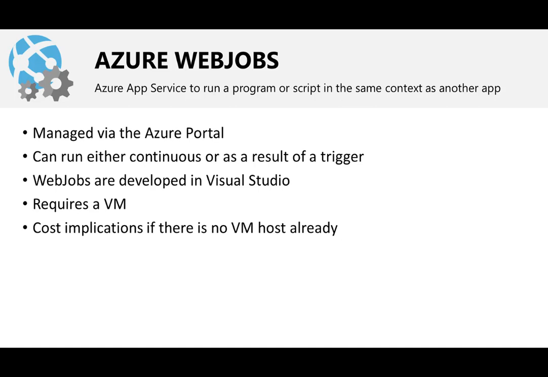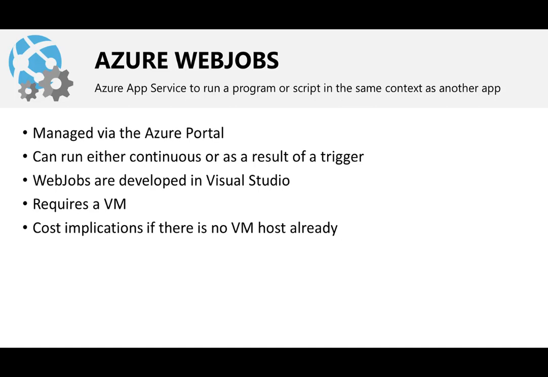The last workflow option I mentioned before is Azure WebJobs. It is similar to the Azure Functions in that you can use different programming languages and scripts to achieve your goals. However, in order to run a web job, you need to have a virtual machine available to run them on, as well as these web jobs get created and managed outside of Azure. So this would be done, for example, using Visual Studio, and then they get uploaded into the Azure portal.